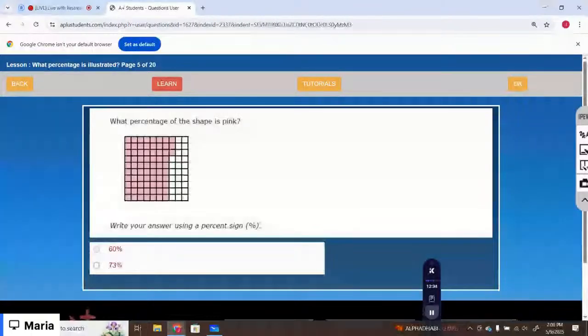What percentage of the shape is pink? So, which is the correct option? 73% of the shape is pink. The correct option is 73%. Option number two is the correct option.